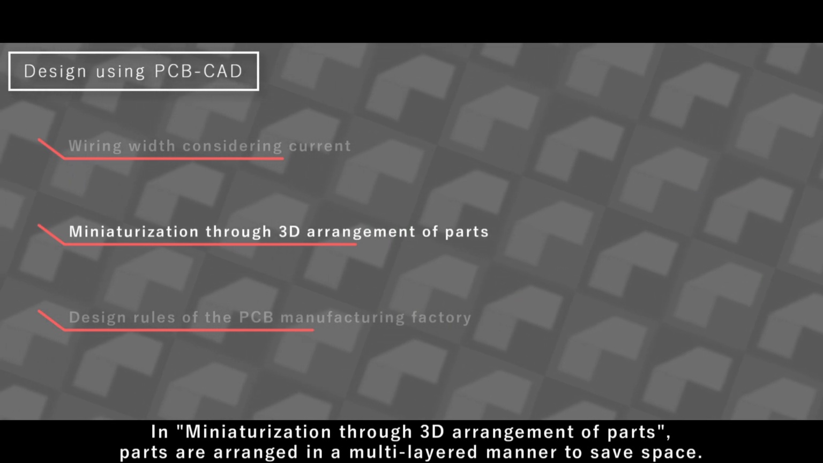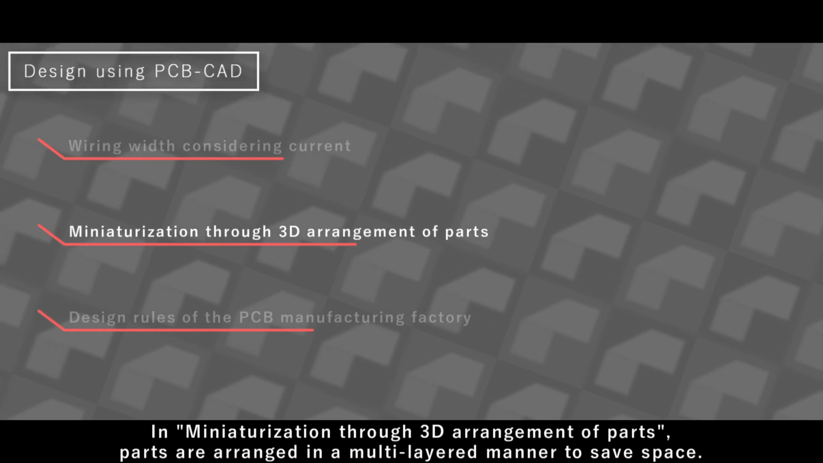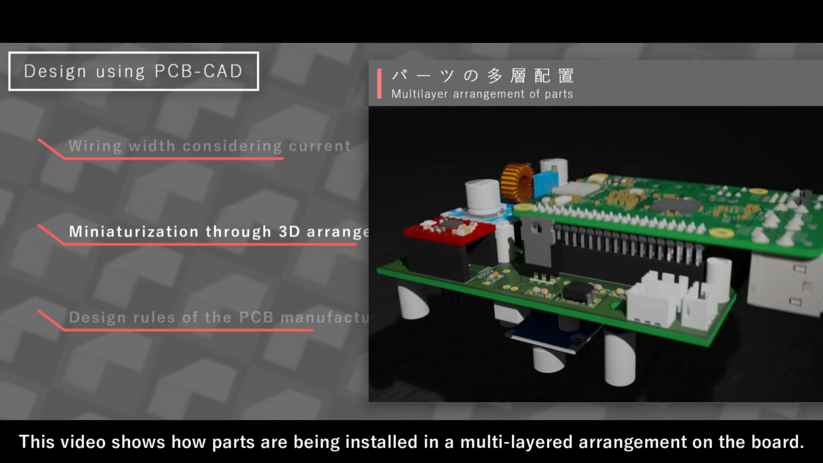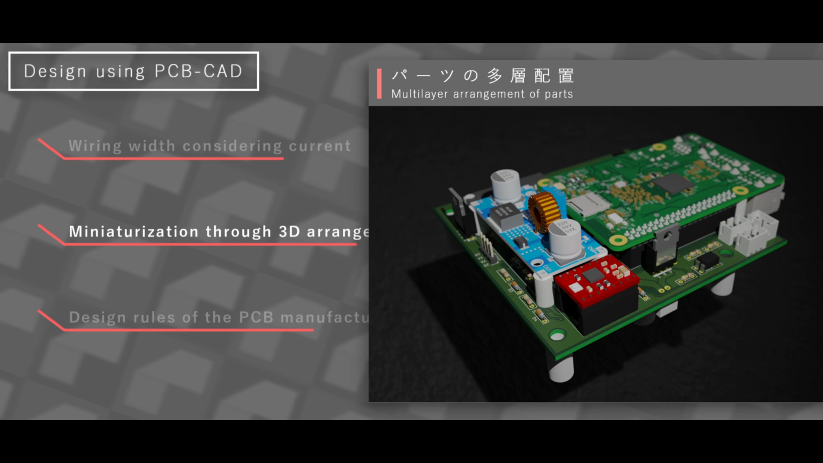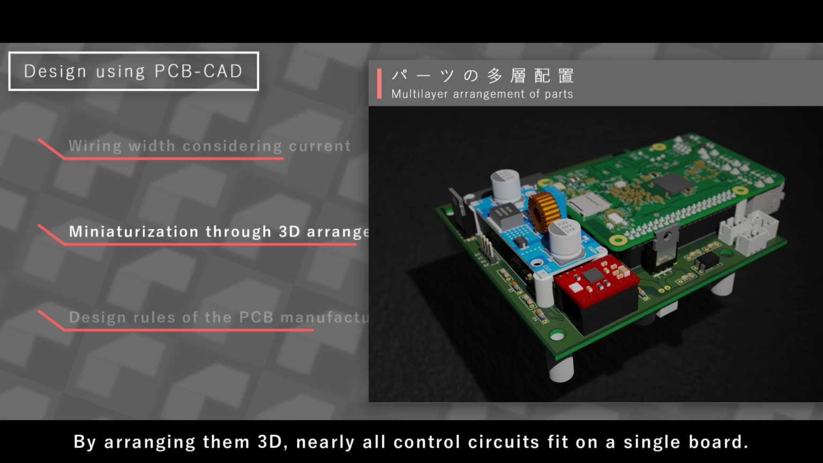In miniaturization through 3D arrangement, parts are arranged in a multi-layered manner to save space. This video shows how parts are being installed in a multi-layered arrangement on the board. By arranging them in 3D, nearly all control circuits fit on a single board.